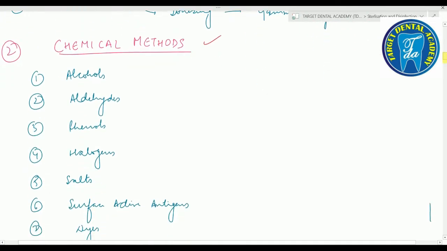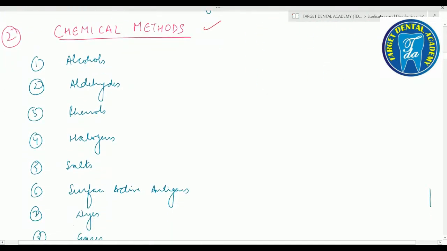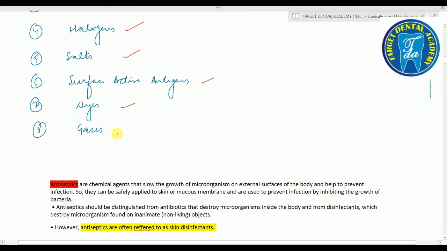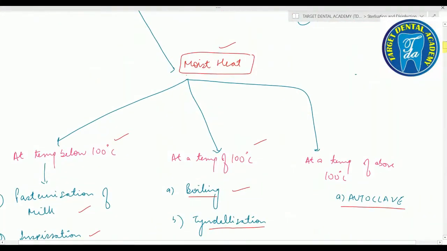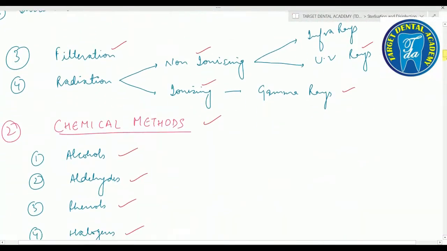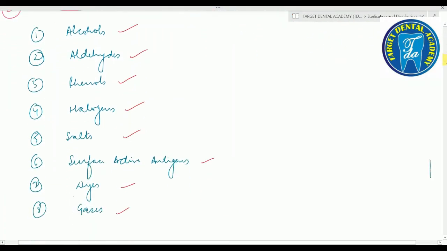Now coming on to the chemical methods. The chemicals which we use for sterilization or disinfection are alcohols, aldehydes, phenols, halogens, salts, surface active agents, dyes and gases. So guys, this is a brief about the physical and the chemical methods. Now we are going to take them one by one in detail.